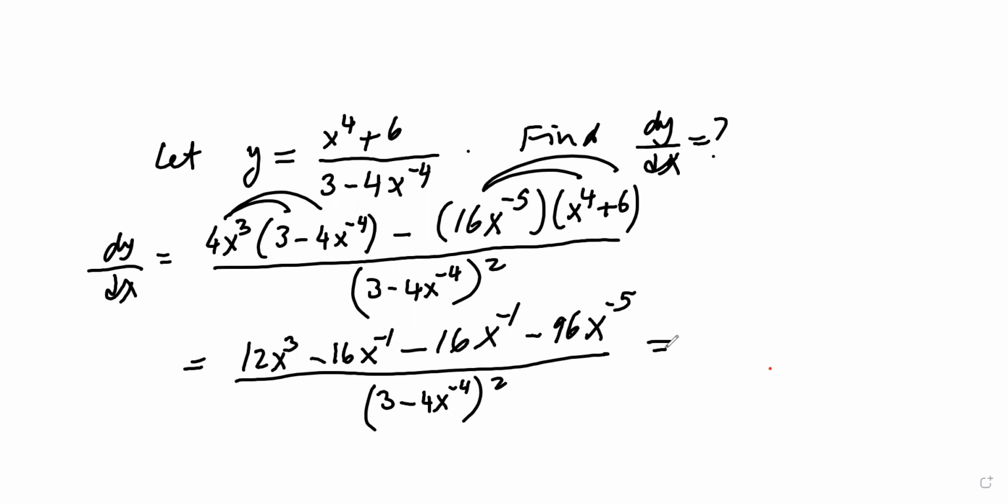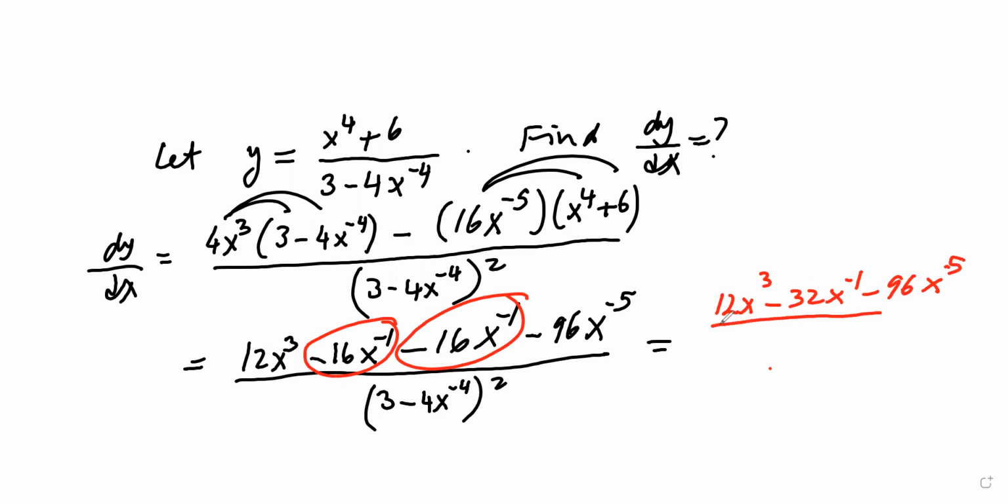Now let's combine the like terms. So these two are like terms. We can combine these two, which will be 12x cubed minus 32x to the negative 1, minus 96x to the negative 5, divided by 3 minus 4x to the negative 4, squared.